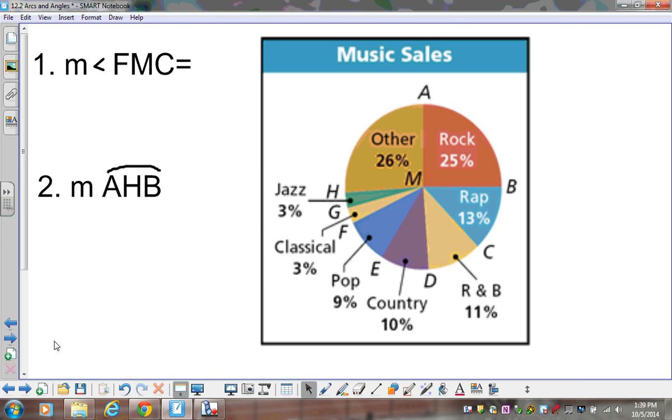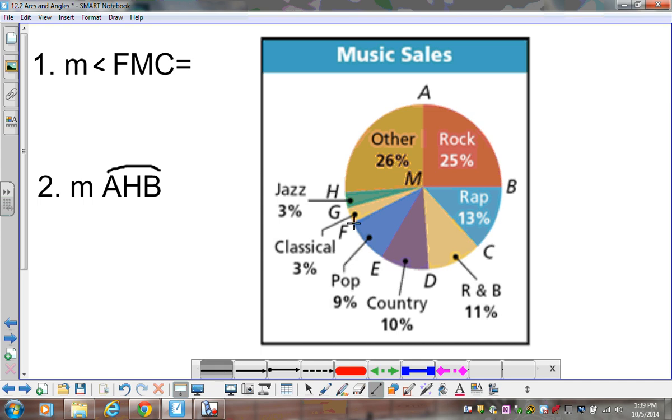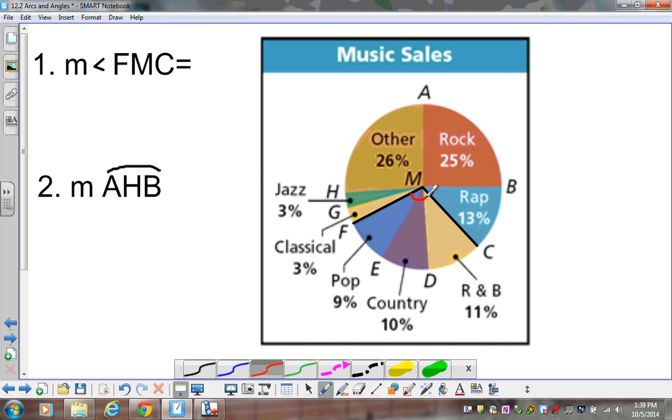All right, so what I want you guys to do real quick is try and find what I'm asking for right over here. So the first one is the measure of angle FMC, which will be a central angle. So we've got F to M to C. So we are actually going to be looking for this angle right here. Notice that includes pop, that includes country, and we've got a little R&B. So we got a 9% here, a 10% here, and 11%.